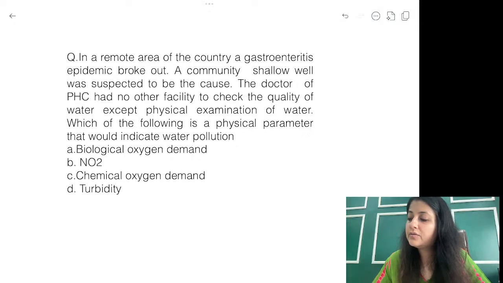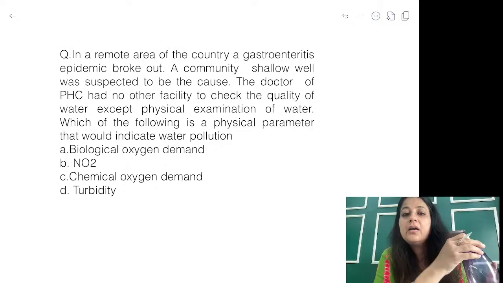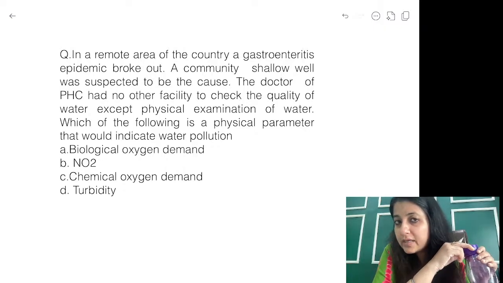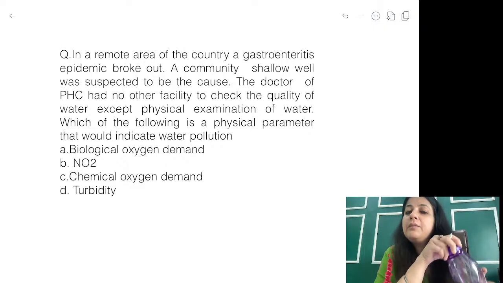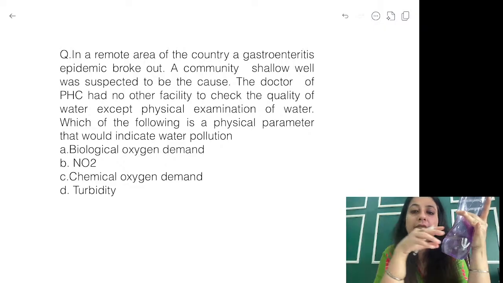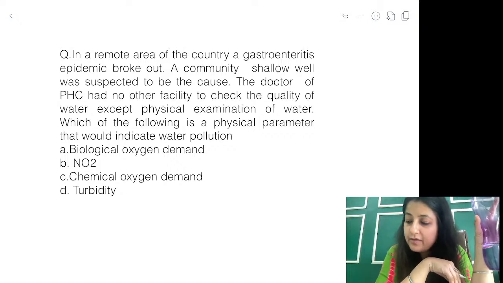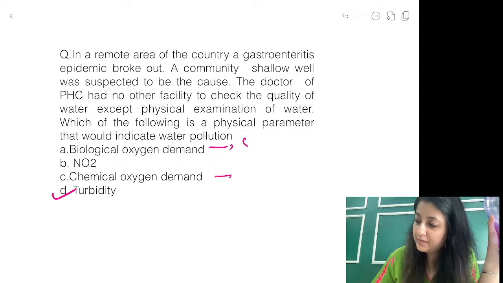Okay, let's do this one, guys. In a remote area of the country, a GI epidemic broke out. A community shallow well was suspected to be the cause. The doctor of the PHC had no other facility to check the quality of water except physical examination of water. Which of the following is a physical parameter that would indicate water pollution? Physical parameter, where just by looking you have to say, oh, I can't drink this water. What is the physical parameter? Very good, turbidity. BOD, COD, we will discuss right now.